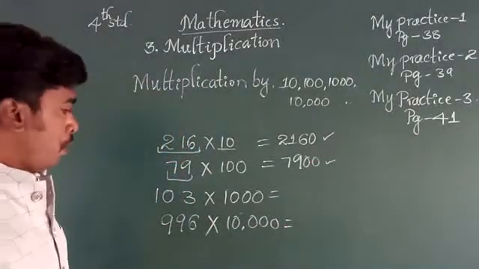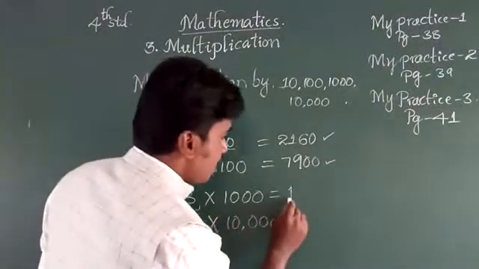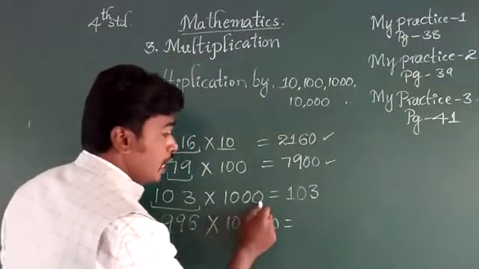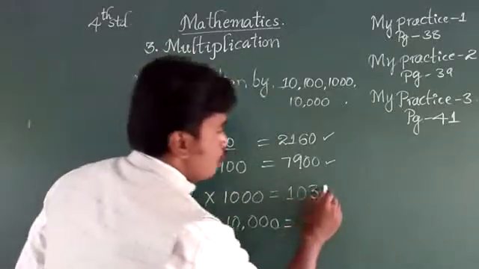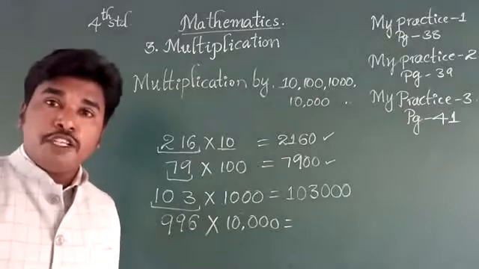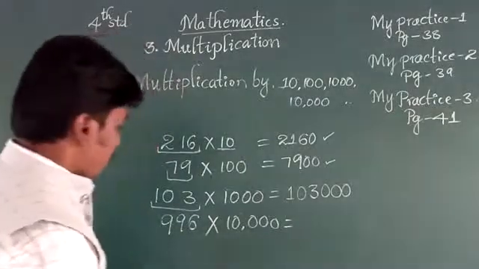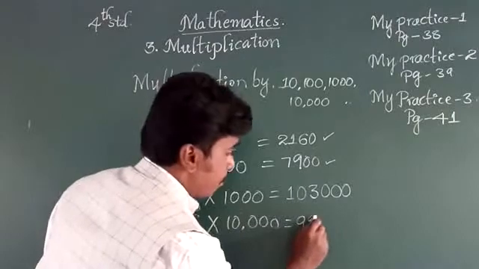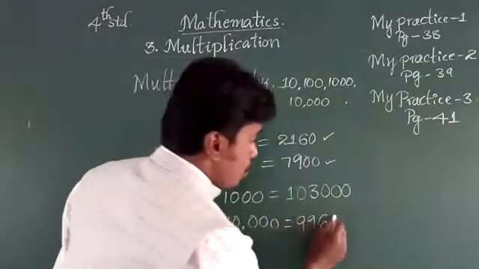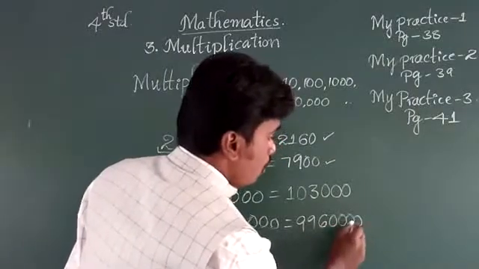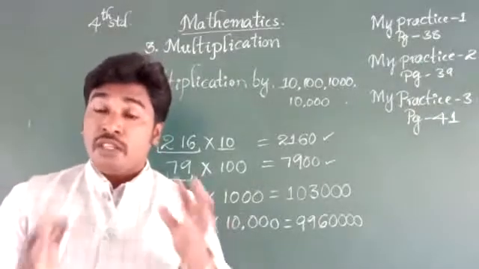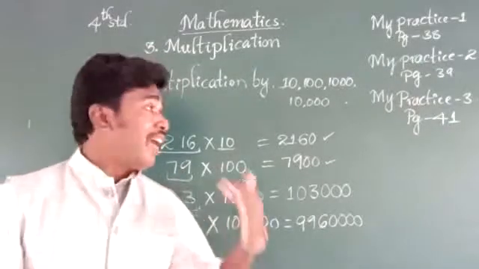Now come to the third one. Write the number as it is, 103. How many zeros are there in 1000? There are 3 zeros. In the answer also write 3 zeros. Now the next one, 996. How many zeros are there in 10,000? 1, 2, 3, 4. 4 zeros. That's it, your answer has finished. In this method, you can get the answer.